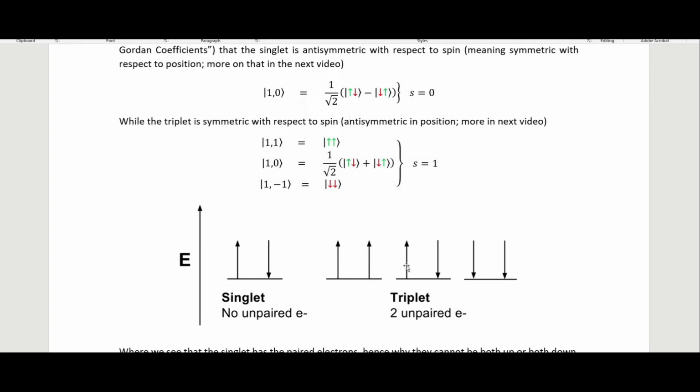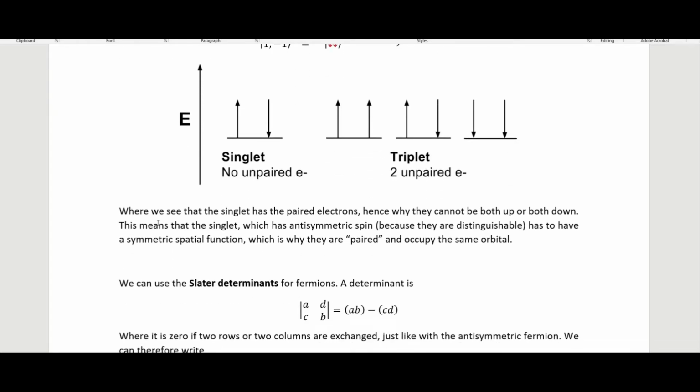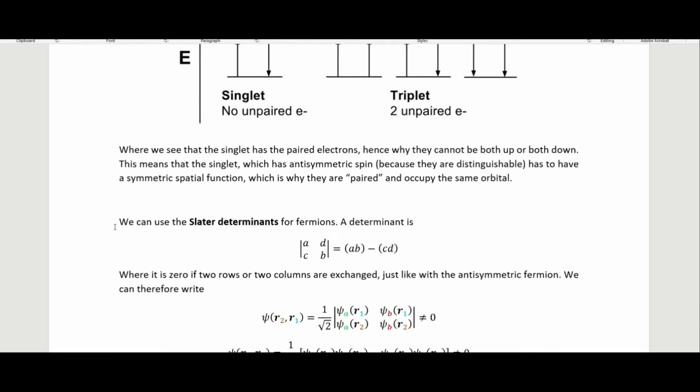So this shows these as well. It says unpaired, but it kind of shows them as paired. And I'll actually show in the next video that one of these electrons would have to be pushed to a different position, which would usually be in a higher energy state. So we see that the singlet has the paired electrons. This means that the singlet, which is anti-symmetric in spin because they are distinguishable, has to have a symmetric spatial function, which is why they are paired and occupy the same orbital.